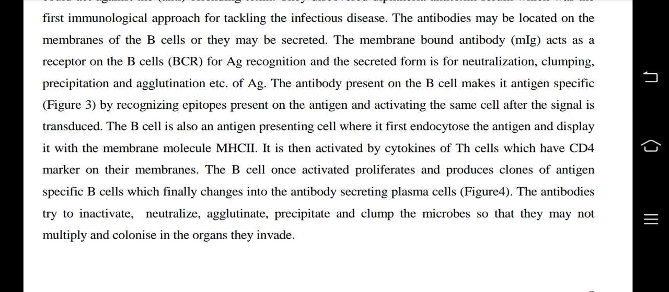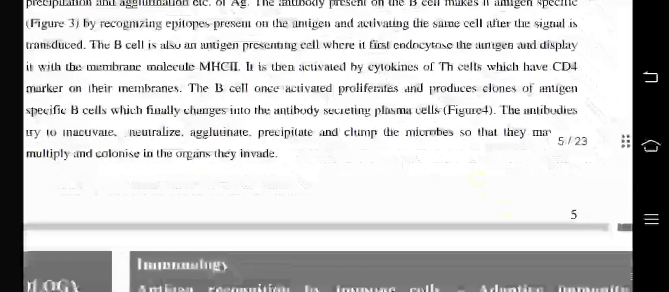The B cell is also an antigen-presenting cell where it first endocytoses the antigen and displays it with the membrane molecule MHC2. It is then activated by cytokines of Th cells which have CD4 marker on their membranes. The B cell, once activated, proliferates and produces clones of antigen-specific B cells which finally change into the antibody-secreting plasma cells. The antibodies try to inactivate, neutralize, agglutinate, precipitate, and clump the microbes so that they may not multiply and colonize in the organs they invade.